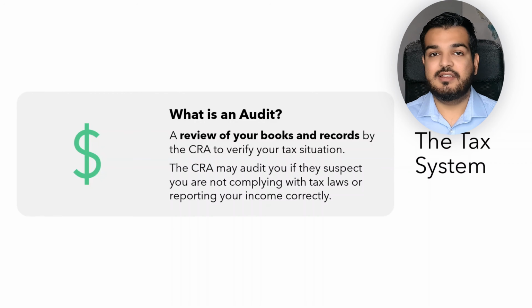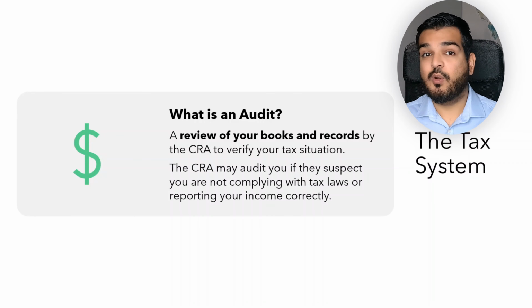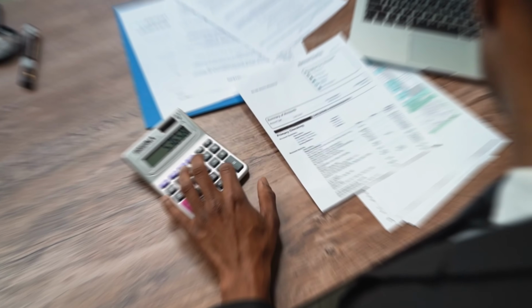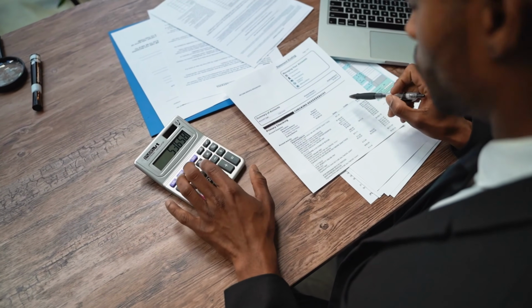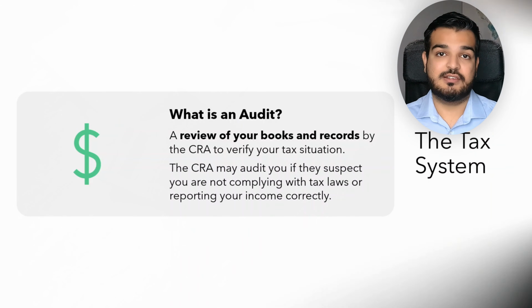Essentially, an audit is when the CRA, the Canada Revenue Agency, takes a look at your income tax records and examines them to make sure: have you claimed the right amount of deductions? Have you overpaid your taxes? Have you underpaid your taxes? Are you claiming too many deductions that you may not be entitled to? Part of the CRA's job is to audit your books and your records to make sure you are paying your fair share of taxes and you are fulfilling your tax obligation.